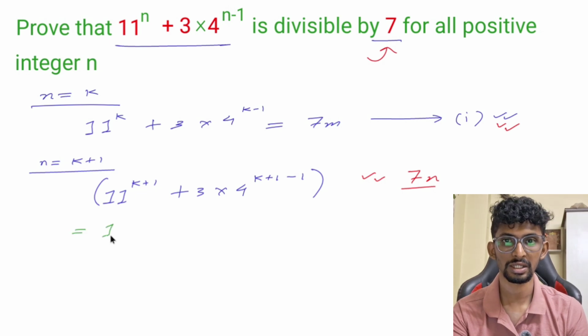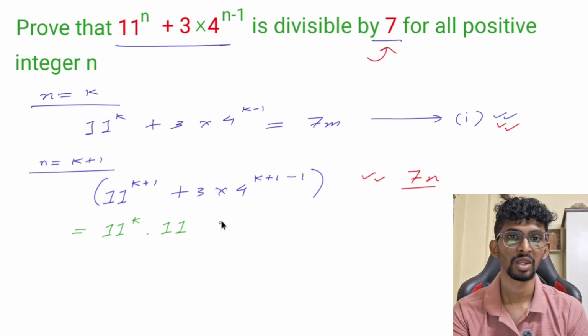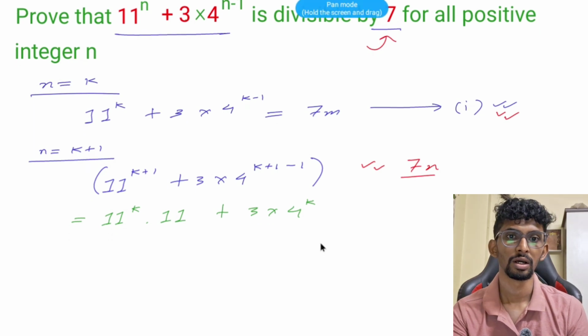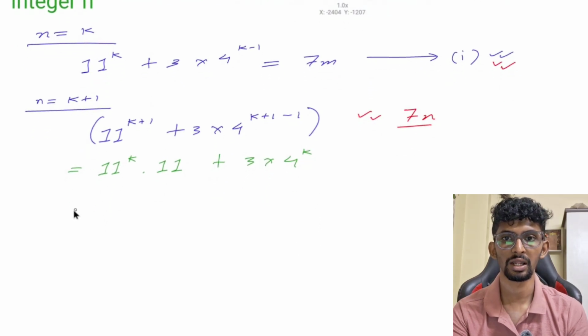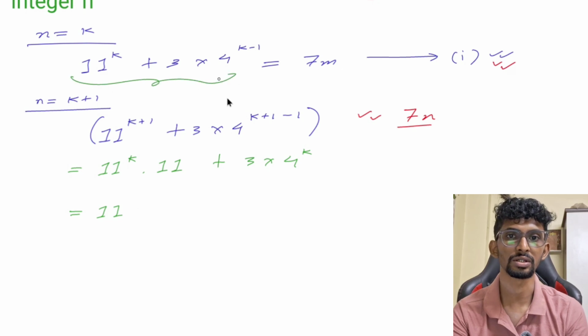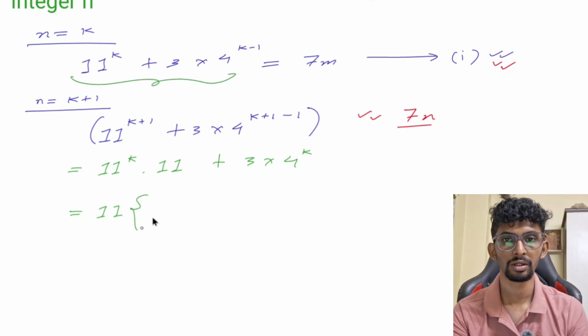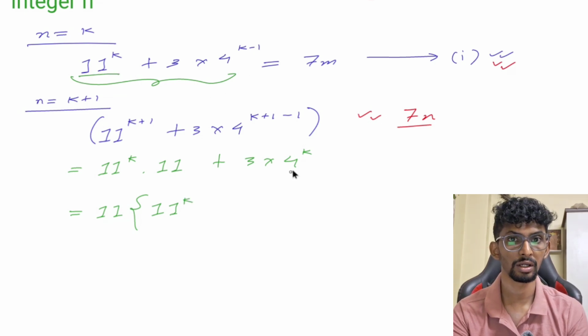This can be written as 11 raised to the power k times 11 according to the exponent rule, plus this will become 3 times 4 raised to the power k. Now let us do one thing. Let us take 11 common because we'll try to bring this expression. Now if we take 11 common, we'll get 11 raised to the power k. That means we are getting the first term. Second term, but see, we cannot take 11 common from the second term, but we need this.